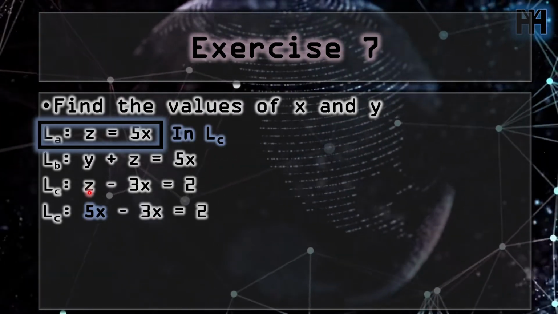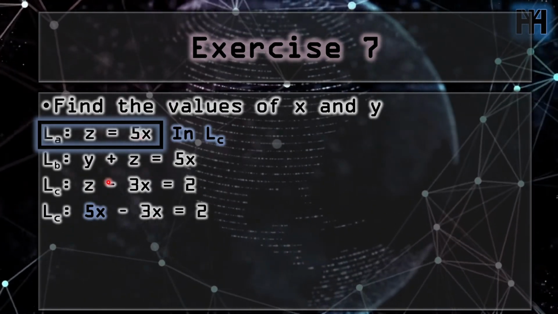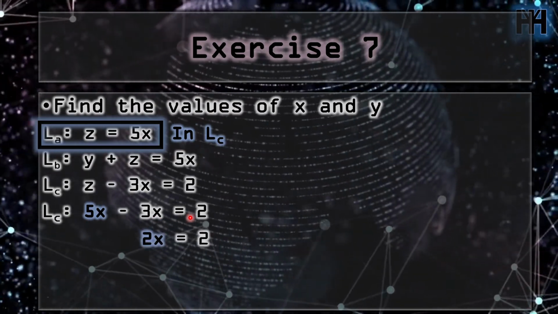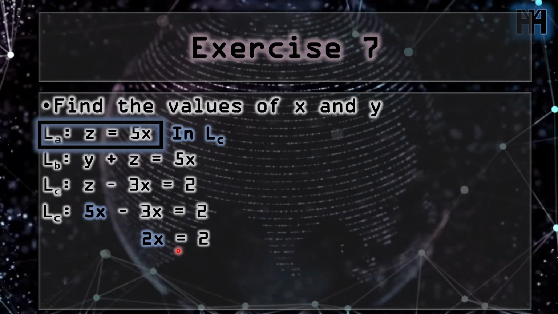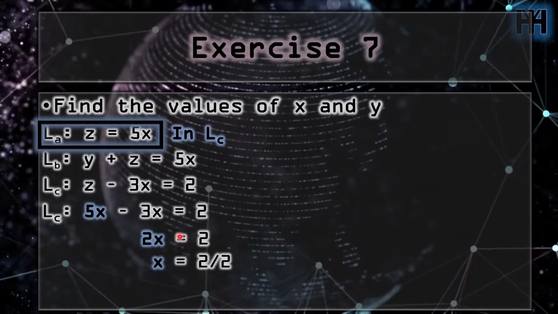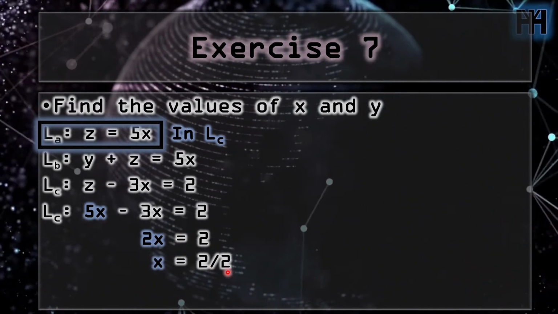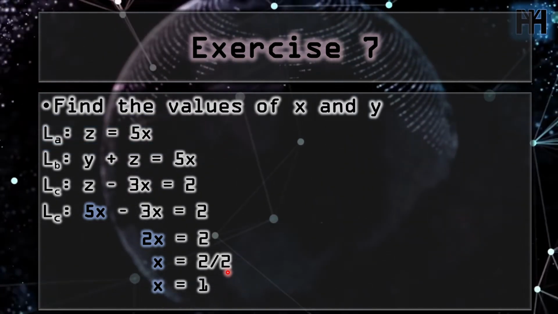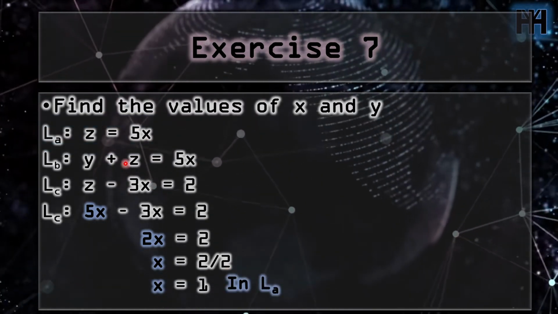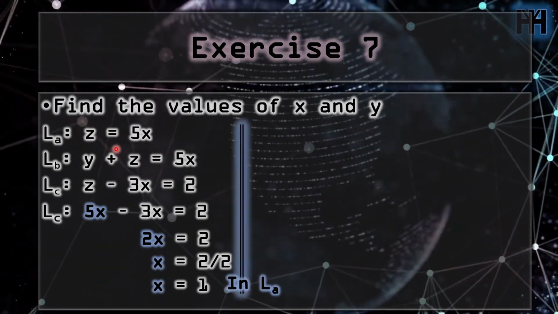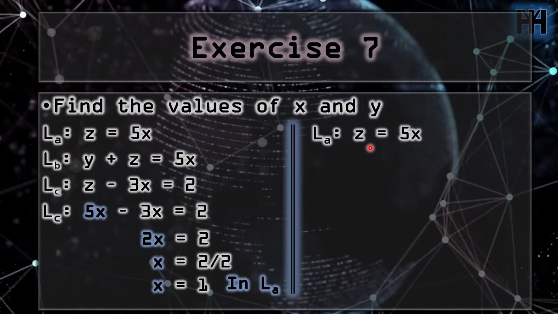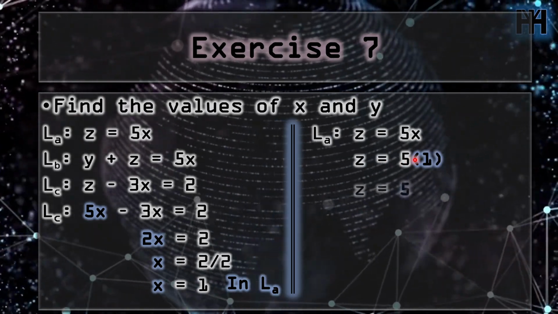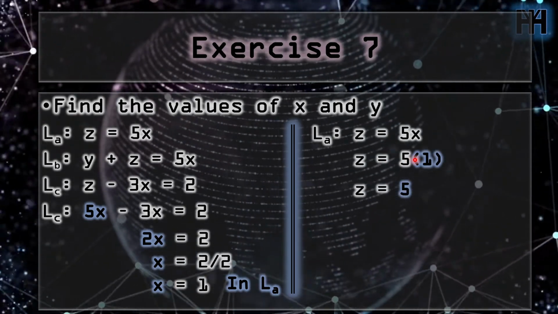So here, instead of that, we will put its value, which is 5x. So 5x minus 3x equal 2. So 2x equal 2. Send the 2 to the other side by dividing. So we have x equal 2 over 2. So x is equal to 1. Okay, we can use it in A, the first equation here. Remember, z equal 5x. We can use it here. So z equal 5 times 1. So z is equal to 5.